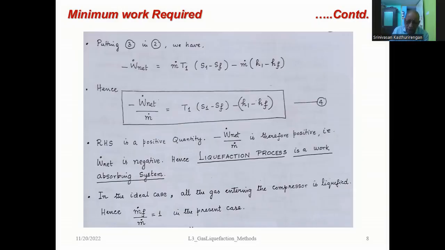Now, the right-hand side is a positive quantity. The entropy change term is much larger than the enthalpy change term, and therefore the right-hand side is positive. What it shows is minus W dot net by M dot is therefore positive, which means W dot net is negative. So the liquefaction process is essentially a work absorbing process. That means you have to add work to liquefy a gas.